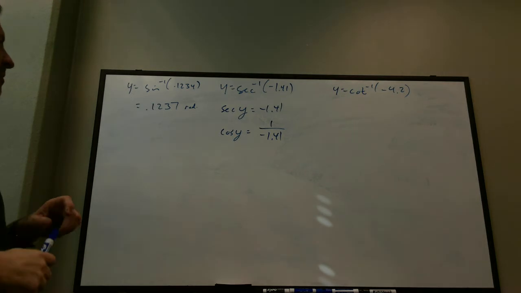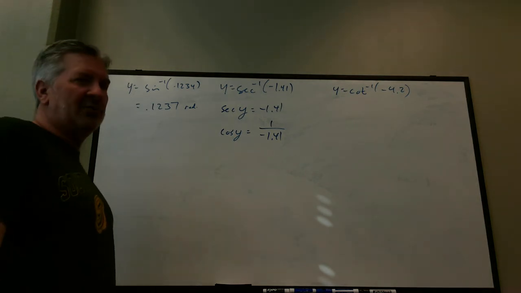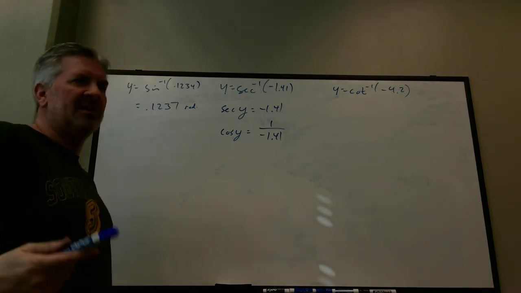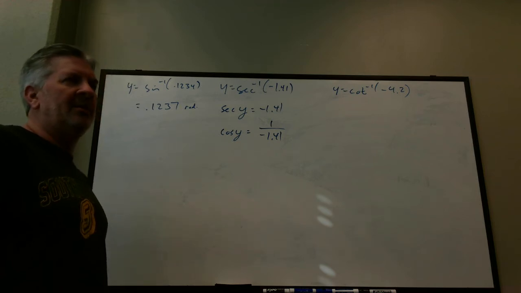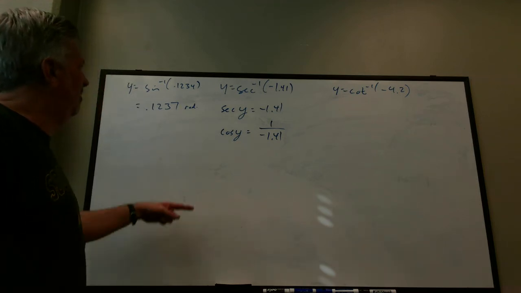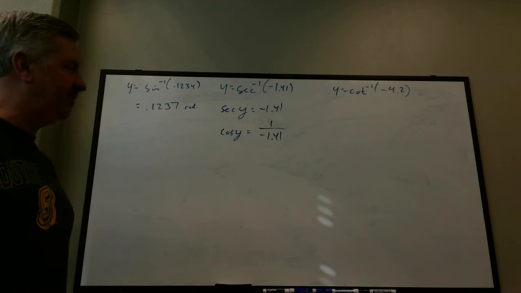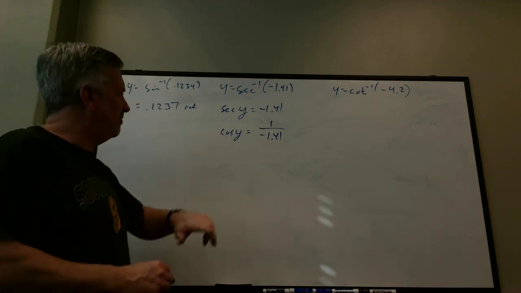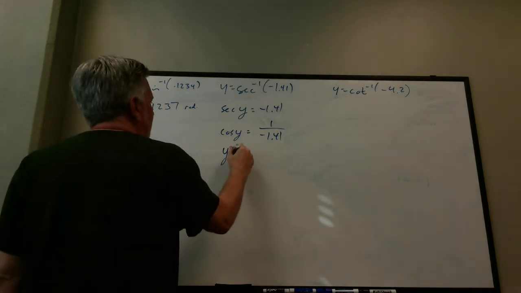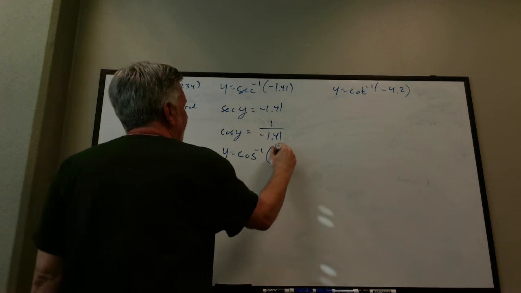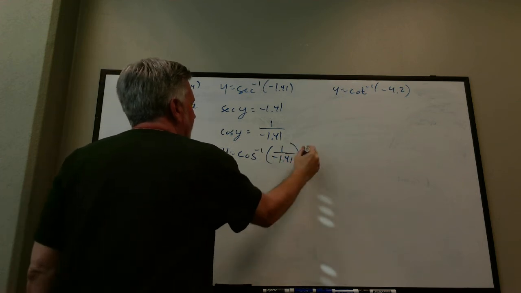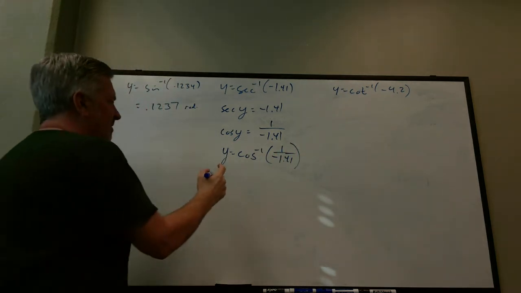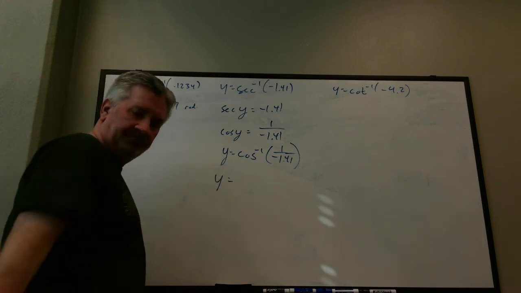Just like when we had to use the calculator for secant of something, we said 1 over cosine. We change it to a cosine problem to use the calculator. Here I'm changing this to a cosine problem. Now cosine of an angle is a number, so the angle is cosine inverse of the number. There we go. And then that is something we can type in.